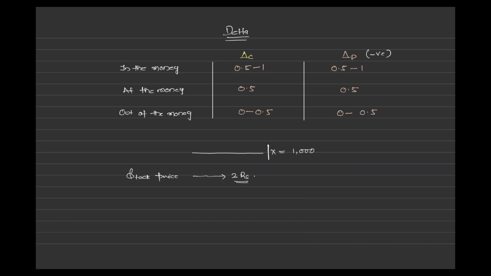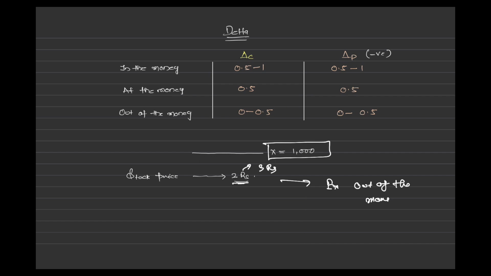This is the exercise price of a call. Say it is 1000 and the stock price is trading at 2 rupees. It is extremely out of the money. So if the stock price increases by 1 rupee, or by 3 rupees, will the call value change or not?